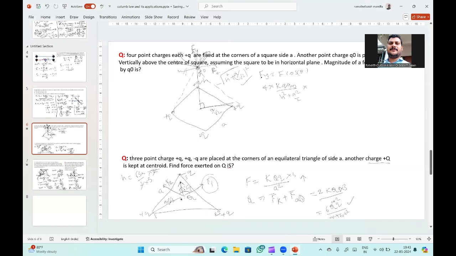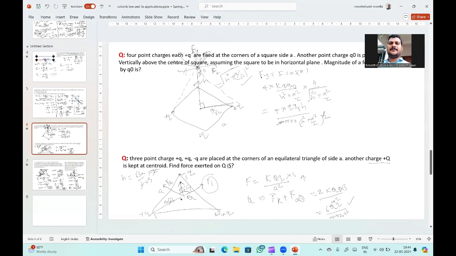From this diagram, this is the theta. Therefore, cos theta is equal to the adjacent side h by the hypotenuse, that is h by root over h square plus a square by 2. So this is equal to 4 into Q Q naught into h by 4 pi epsilon naught. This K value I am substituting. And here h square plus a square by 2, with the root over, that equals h square plus a square by 2 whole power 3 by 2.